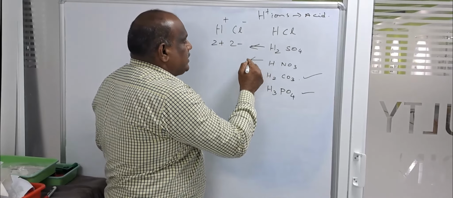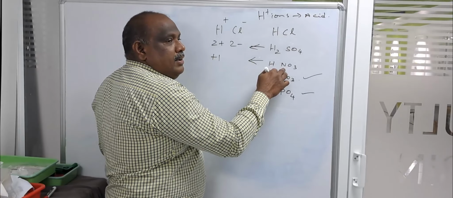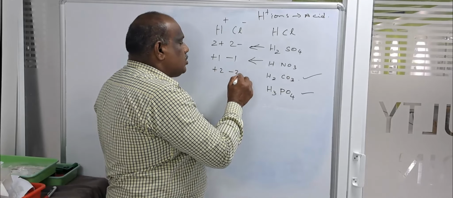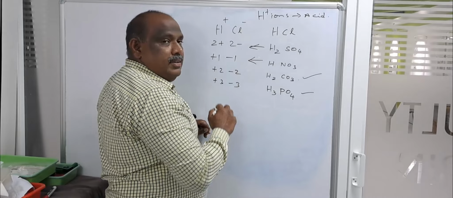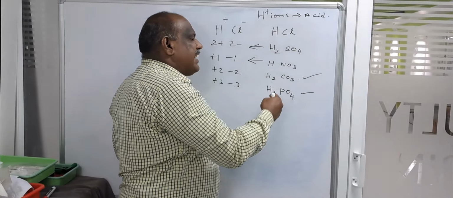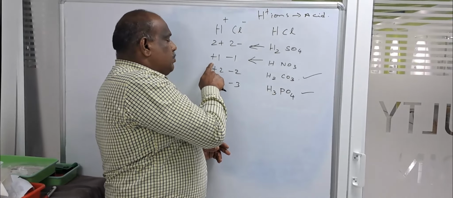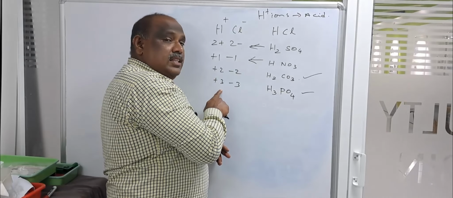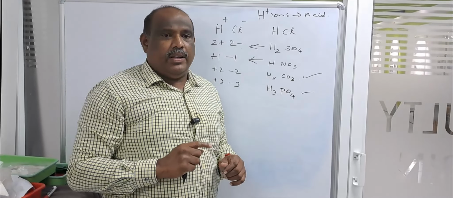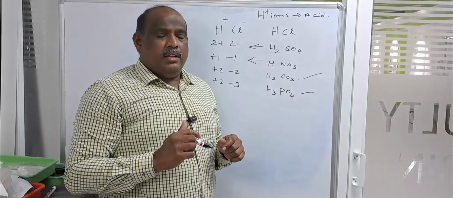Now coming to nitric acid. What is the valency of hydrogen? Plus 1. What is the valency of nitrate? Minus 1. So it becomes 0. And here plus 2, minus 2. Plus 3, minus 3. But it will be neutral. All of them we are calling acid because all contain at least 1 H plus ion. Here there are 2 H plus ions, here there are 3 H plus ions. But at least 1 H plus ion makes it an acid.